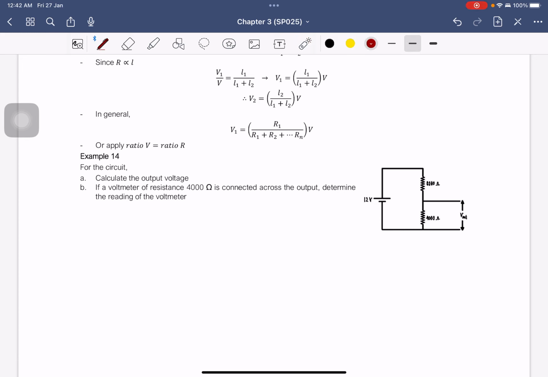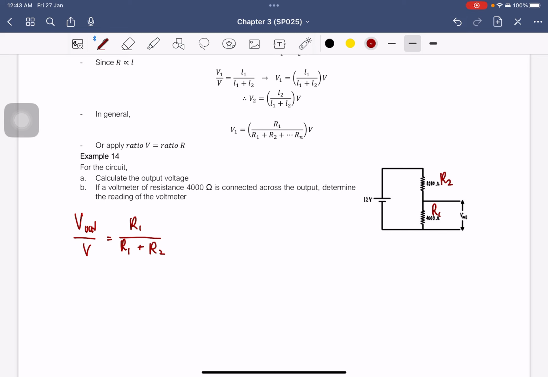For the circuit, we have to calculate the output voltage, which is the one shown here. So we know that we can use the ratio of voltage against the ratio of resistance. So this is the ratio of voltage equal to the resistor. So it's going to be R1 and the effective resistance. So this is R1, this is R2.